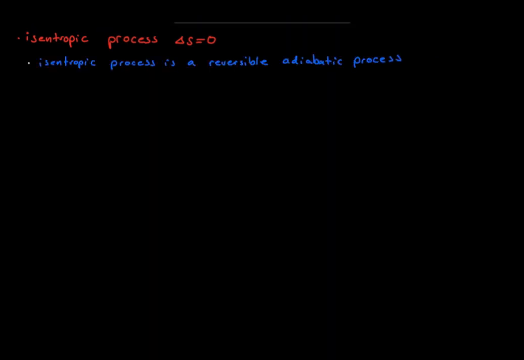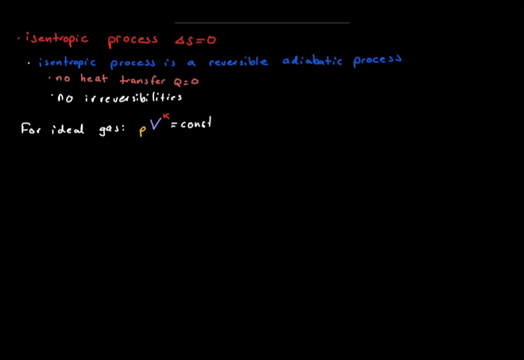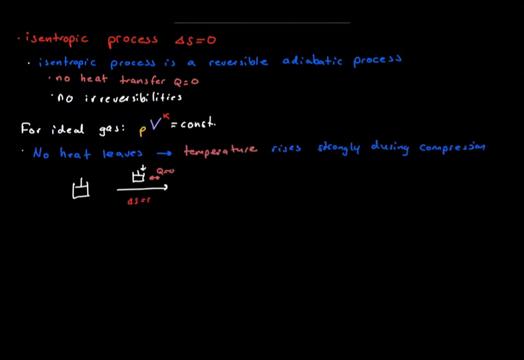Now we define isentropic compression. Isentropic means constant entropy. An isentropic process is both adiabatic and reversible, so there is no heat transfer and no irreversibility. For an ideal gas, an isentropic process follows P times V to the power kappa equals constant. Here, kappa is the ratio of Cp to Cv. Because no heat leaves the gas, the temperature rises strongly during compression.